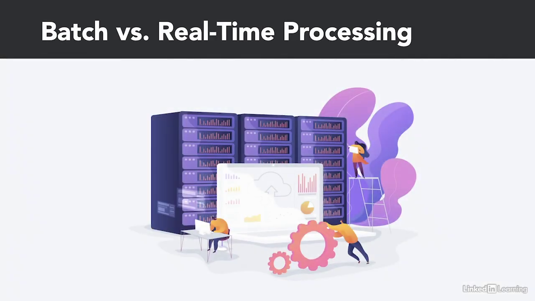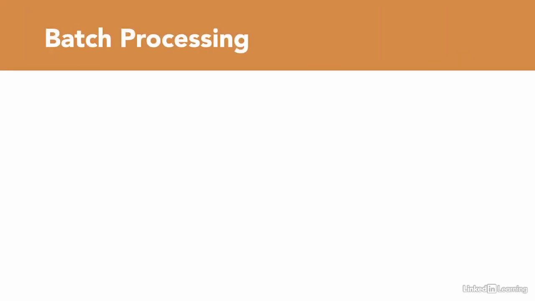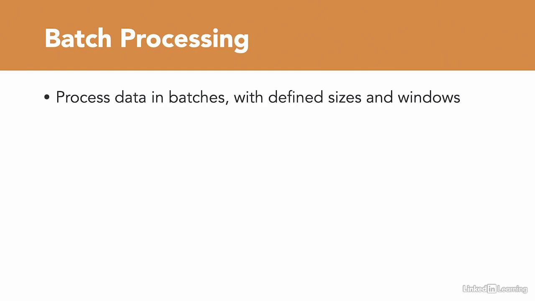When building data pipelines, one of the key decisions to make is whether the pipeline would be batch or real time. We start with batch processing. In batch processing, we process data in batches. A batch is a collection of records with a well defined size or window. We can either define batch sizes by the count of records or by a date time range.